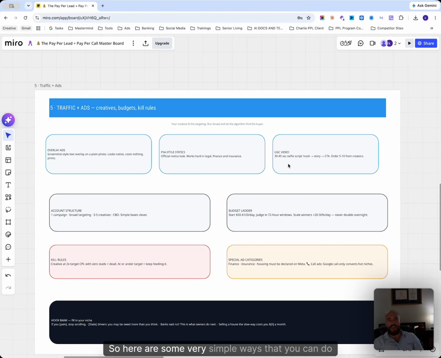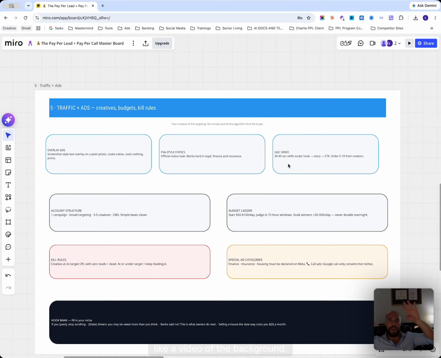So here are some very simple ways that you can do your traffic system. So paid traffic, right? Ads. So you have overlay ads. I'm sure you've seen some text overlay ads. It kind of looks like there's some text and a video in the background, that's all it is. So you can basically make it look like it's a native video, right? Native to the platform.